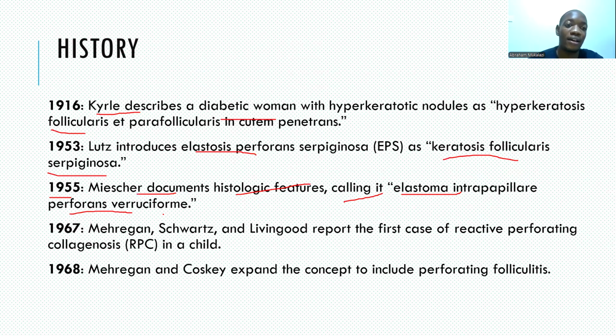Then Mehregan, with his colleagues, reported the first case of reactive perforating collagenosis in a child. That was in 1967. Later on, the next year, they expanded the concept of perforating disorders to even include perforating folliculitis.